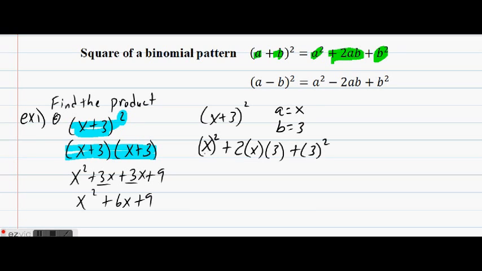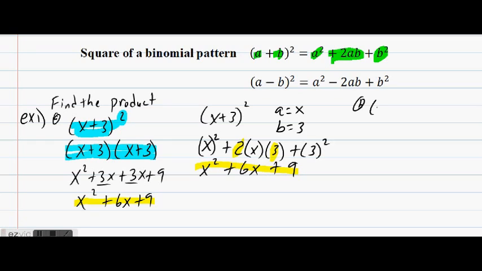Now let's go back and look at this. X squared is simply x squared. 2 times 3 gives me 6, and then 6 times x is just 6x, plus 3 squared is 9. And I want you to see the same exact answer. I don't care which way you do it. I'm trying to show you the patterns so that it becomes quicker, and it's nice when you start to recognize them later.